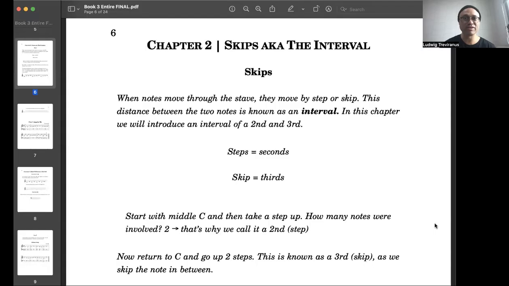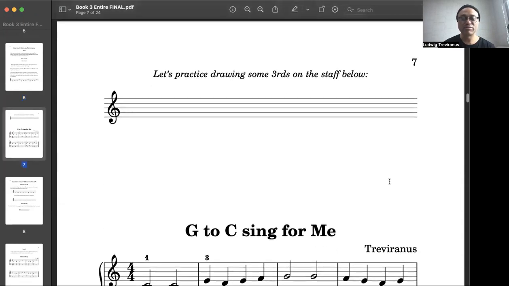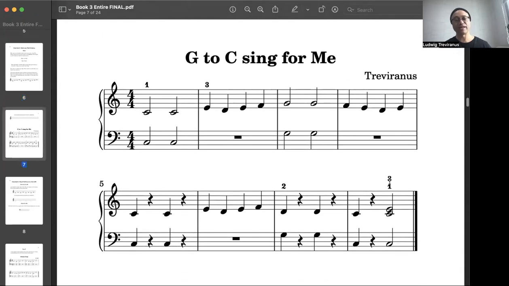All right, let me introduce to you book 3 of our method book. So here we go straight into introducing skips. Once again, use basic language that the student will understand and then throw in some terminology after you've made the explanation. So when the notes move through the stave, they move by step or by skip. This distance between the two notes is known as an interval. So use this opportunity to sit with them, find steps and find skips on the piano and also on the stave.